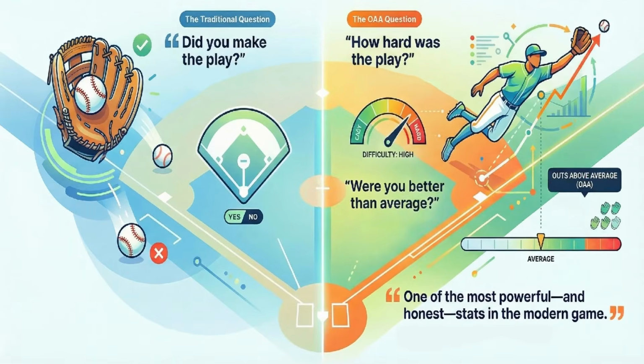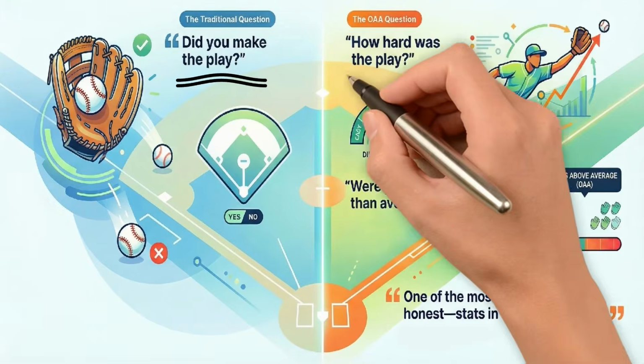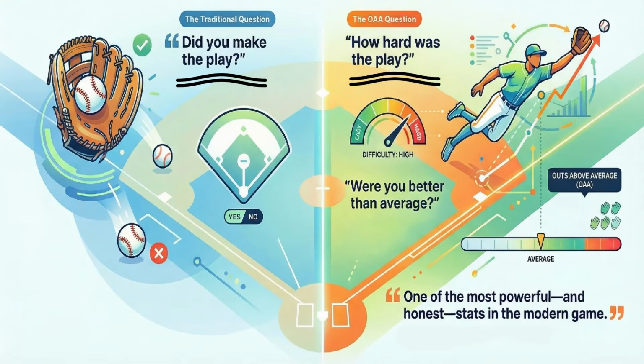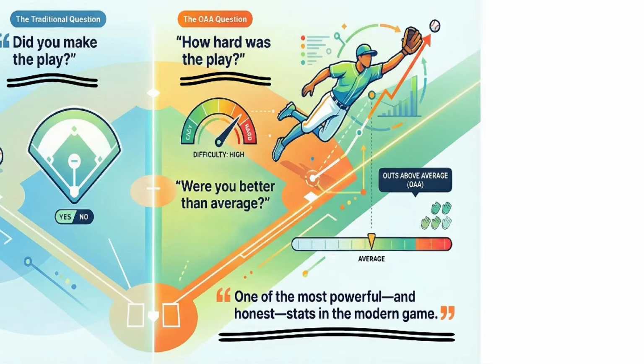Outs above average doesn't just ask, did you make the play? It asks, how hard was the play? And did you do it better than the average defender? That's what makes this one of the most powerful and honest stats in the modern game. If you want to better understand defensive value in 2025 and beyond, start with OAA.